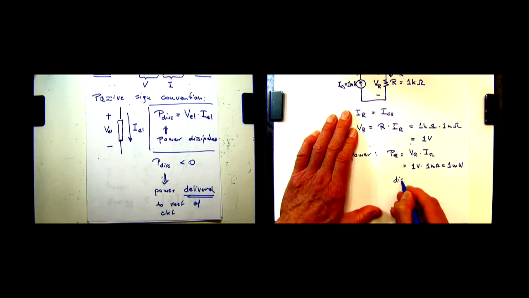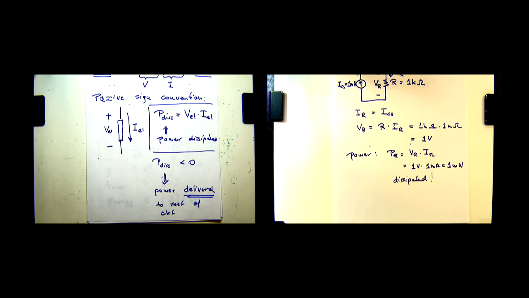So we have power that is plus 1 milliwatt. That's the power in that resistor. Is this power dissipated in the resistor? Yep, it's dissipated. Anybody, any idea what happens with the power that this resistor dissipates?